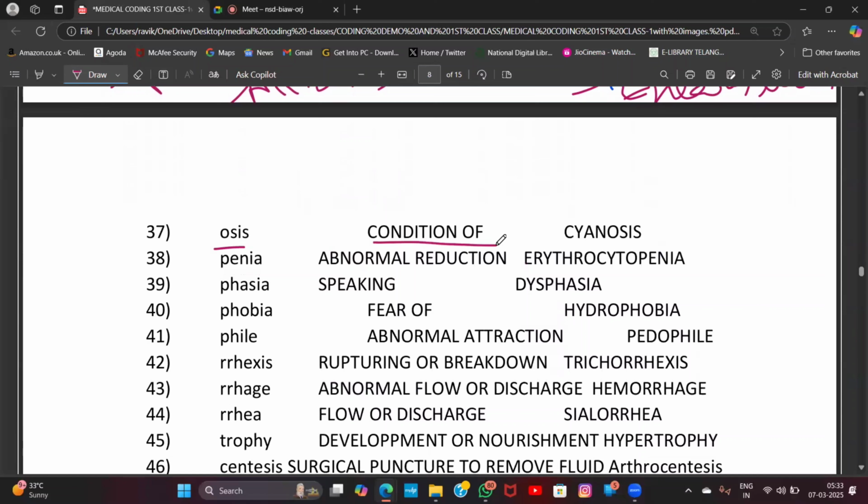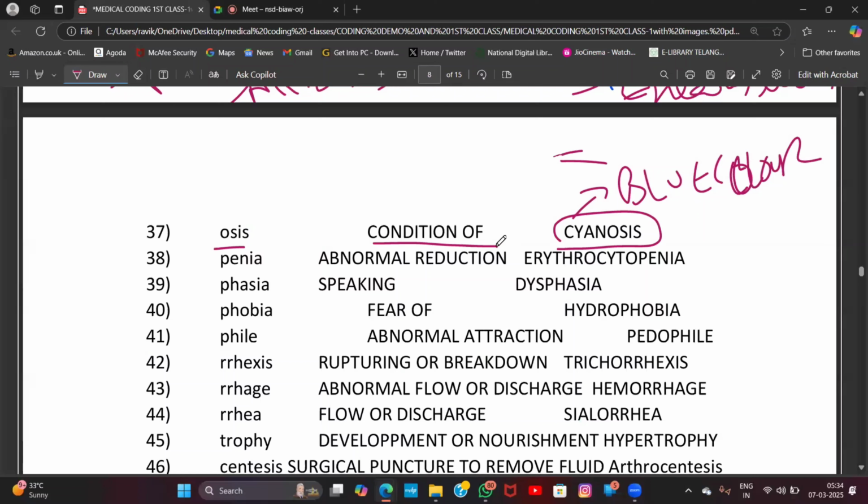Next one, osis. Osis is nothing but condition of. Cyanosis is nothing but a condition of which color? Bluish color. Why does it become bluish? Because of lack of oxygen. When the body lacks oxygen, the body turns blue. That condition is called cyanosis.